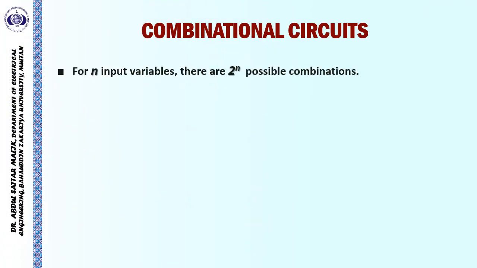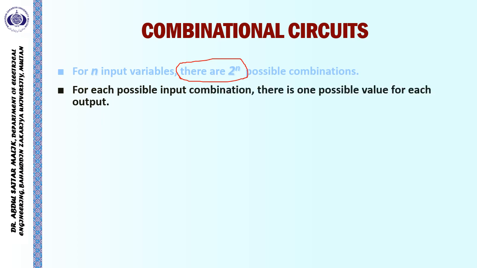For n input variables, in case of digital logic circuits, there are a finite number of possible combinations, and in case of binary logic, for n inputs there are 2 raised to the power n possible input combinations. So it means n input variables can have a finite set of possible combinations. For each possible input combination of the combinational circuit, there will be one possible value for each output.